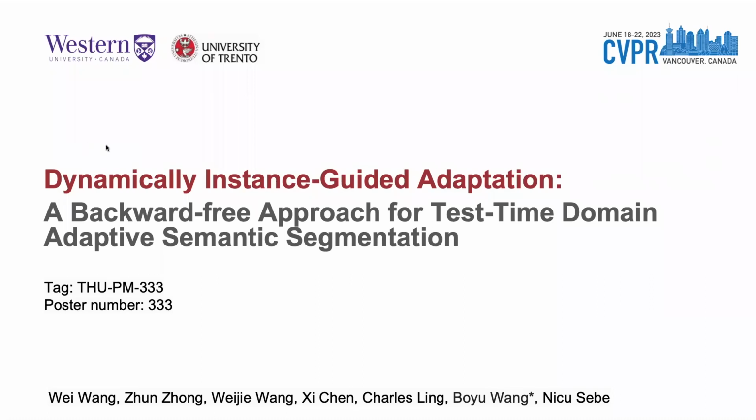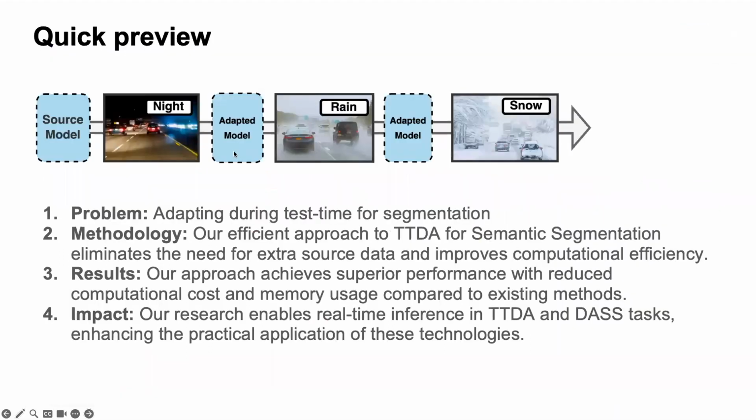This is a paper about dynamically instance-guided adaptation, a backward-free approach for test-time domain adaptive semantic segmentation. At first, I will have a quick preview of this paper. So it's a paper about test-time adaptation in segmentation. So at first, I want to illustrate why it's necessary to consider this problem.